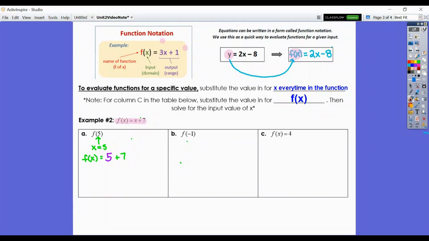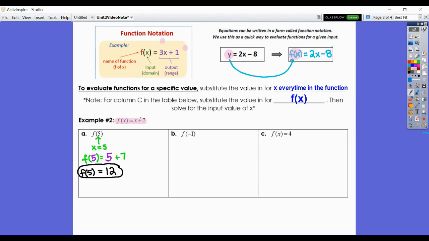And again, every time I have it, I go ahead and erase and replace it. From here, I'm going to keep the left side notation that reads f of 5. That's going to stay. What I need to evaluate is my right side, because I can combine with order of operations 5 plus 7 to get 12, and that's what f of 5 equals, which was what my question was asking.